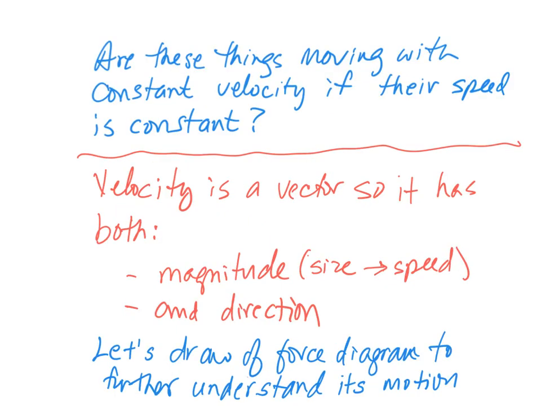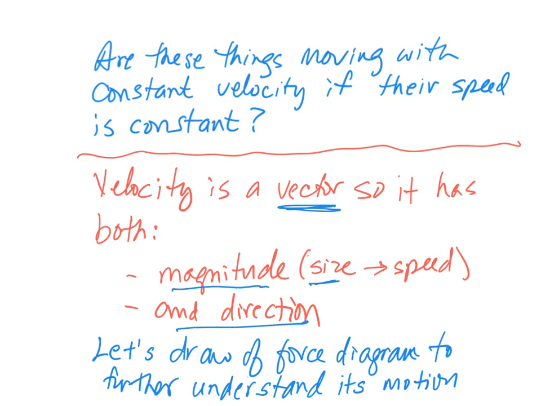So my question that I might want to ask is, are these things moving with constant velocity if their speed is constant? And you might think, okay, constant velocity, doesn't that mean that their speed is constant? Well, what you have to remember is that velocity is a vector quantity. What does a vector quantity mean? Remember from back earlier in the year, vectors have two things. They have a magnitude or a size, and they also have a direction.